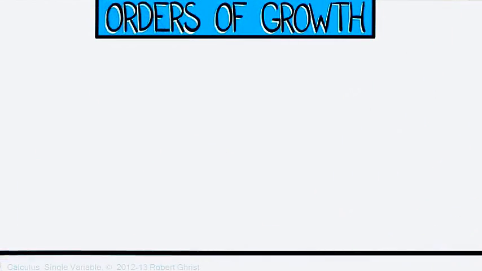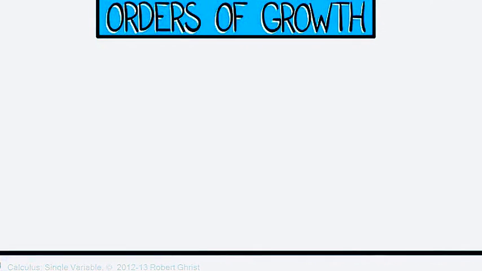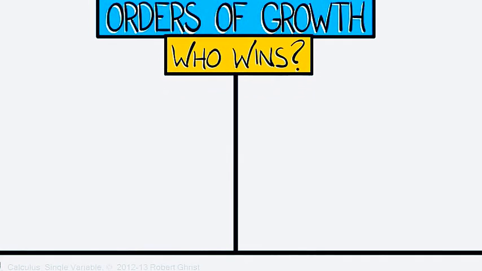or asymptotic notation. Let's begin this lesson with a few examples of functions that grow to infinity, but at different rates. Consider, for example, a monomial x to the n, for n a positive integer, and the exponential function e to the x. Both become infinite as x approaches infinity, but at what rate?